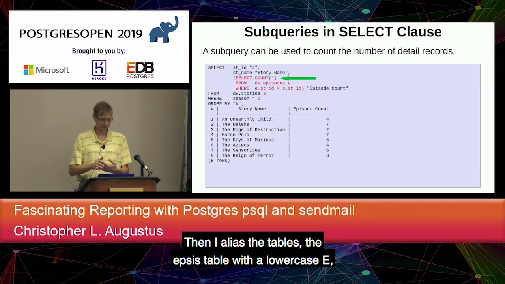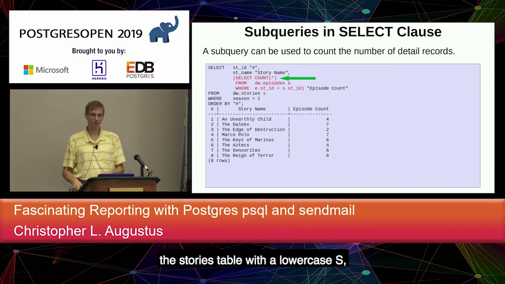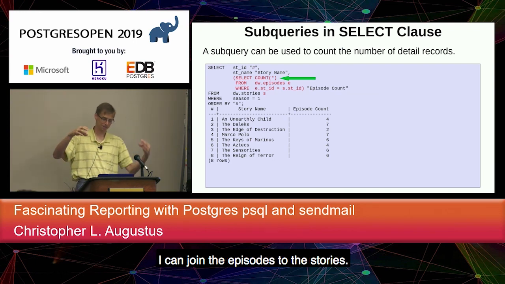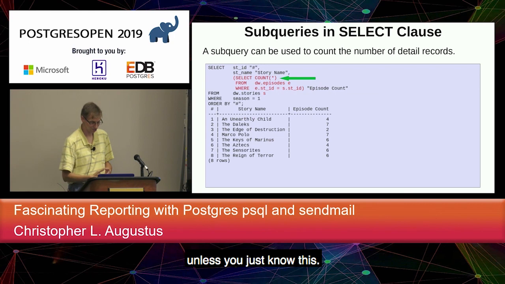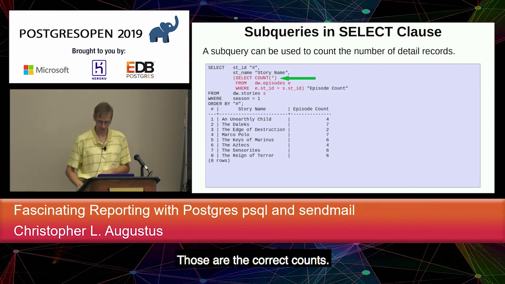And then I alias the tables, the episodes table with a lowercase e, the stories table with a lowercase s, and that's where in that where clause, I can join the episodes to the stories. And you can take my word for it unless you just know this, those are the correct counts.